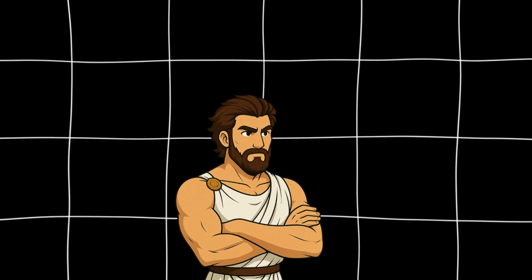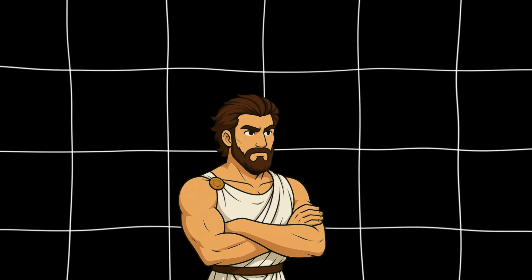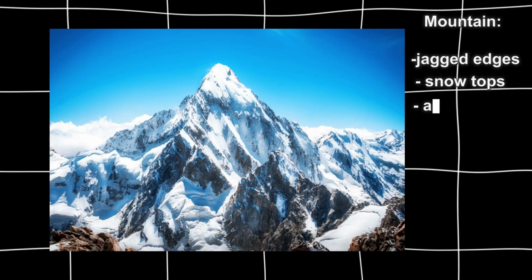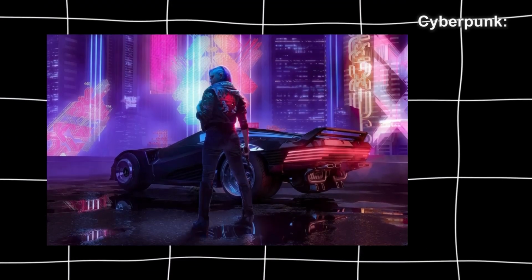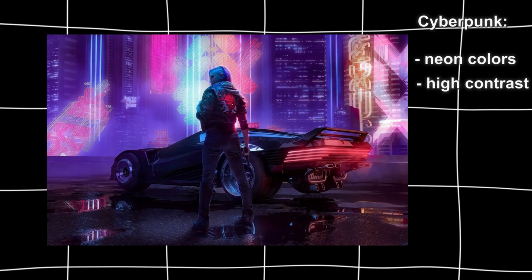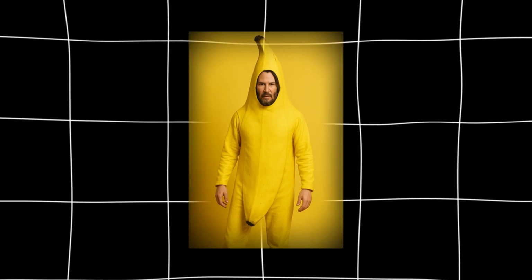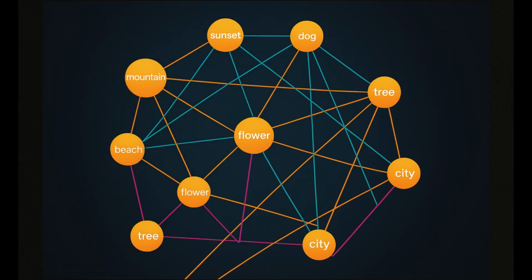Now do that for every object, angle, and style in human culture. Mountain: jagged edges, snowtops, aerial depth. Cyberpunk: neon colors, high contrast, dark urban chaos. Keanu Reeves in a banana suit. Yes, that too. When an AI model is trained, it's essentially building a statistical map, a massive lookup table of what visual features are most likely to show up for each word.